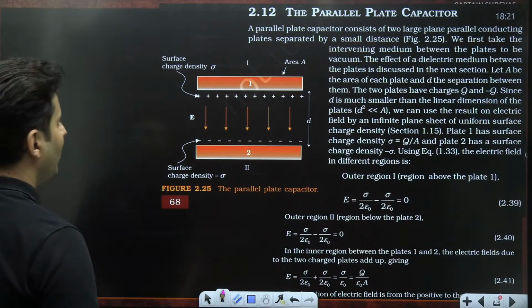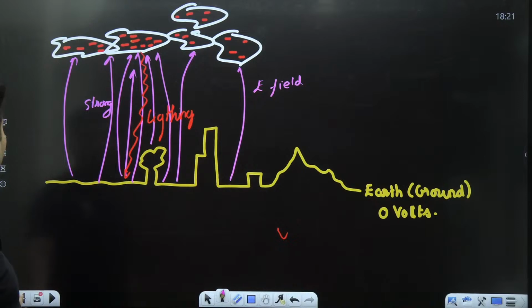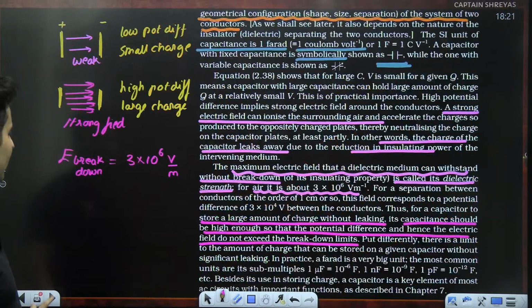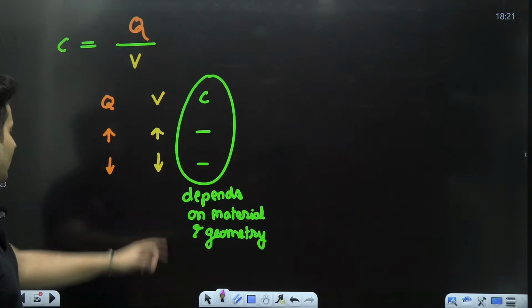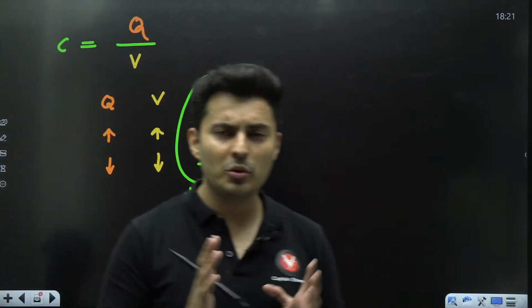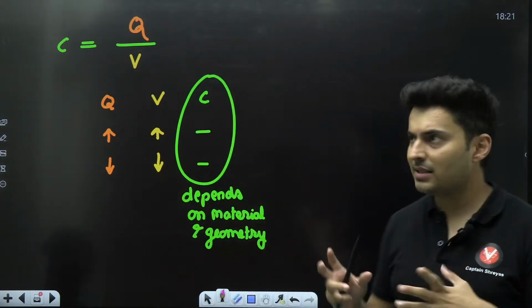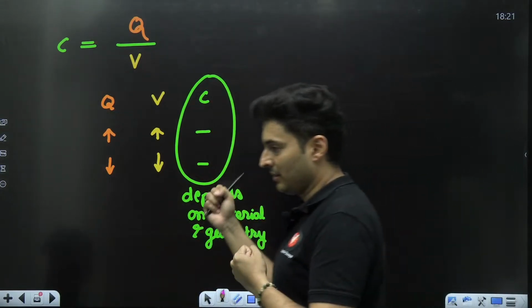What is it? The parallel plate capacitor. Remember, just some time back I showed you over here that capacitance depends on the material and the geometry. So based on how you have placed the conductors, how big they are, and what the shape and size is, you get different capacitances.